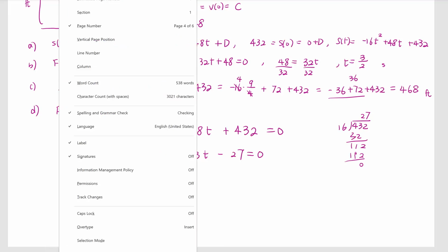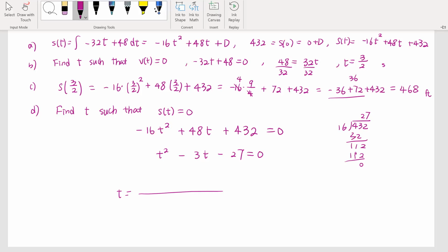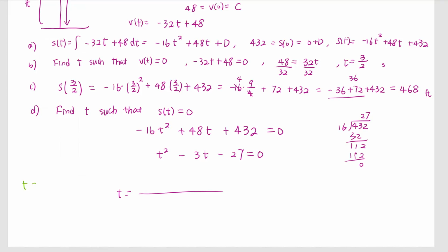Okay, can we factor this? Oops. Can we factor this? Not really. The factors of 27 are 1 and 27, and 9 and 3. So it won't give us the 3 in the middle. So we need the quadratic formula. So what's the quadratic formula? If you don't remember, let me remind you here. The quadratic formula is over 2a, and negative b plus or minus the square root of b squared minus 4ac.